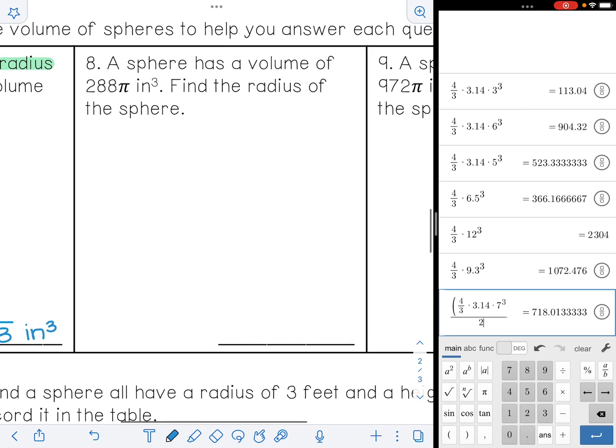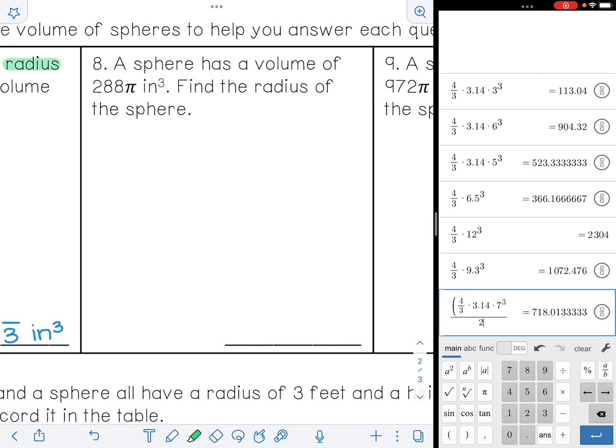Number 8 is going to be a working backwards problem because we know the volume of our sphere and we need to find the radius. So let's write down our starting formula for a sphere, 4/3 pi r cubed. And then we're going to plug in what we know, and really all that we know is the volume, so that's going to go in on the left-hand side.